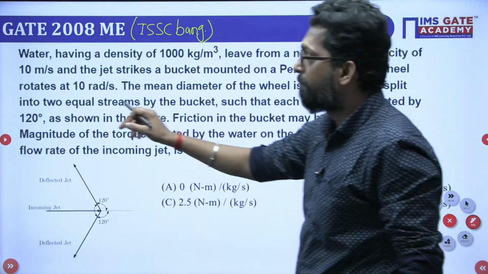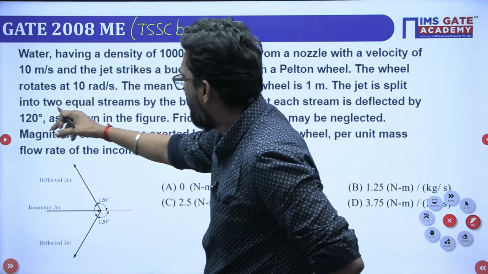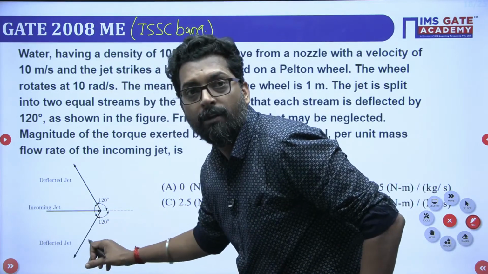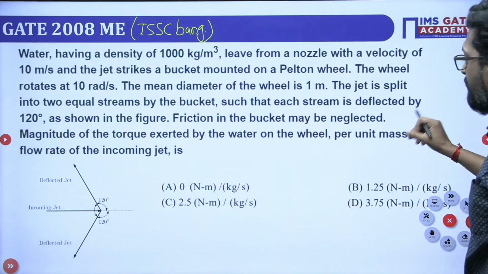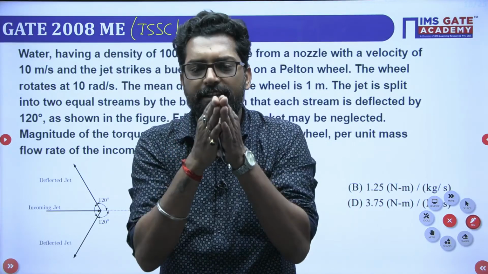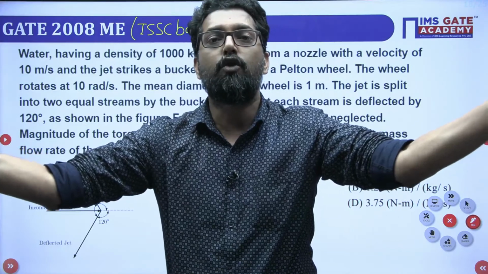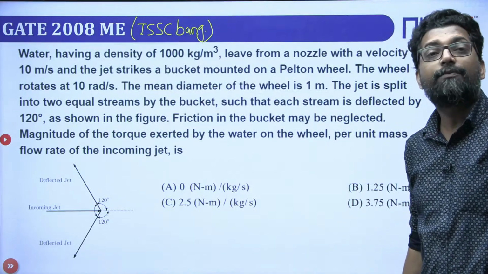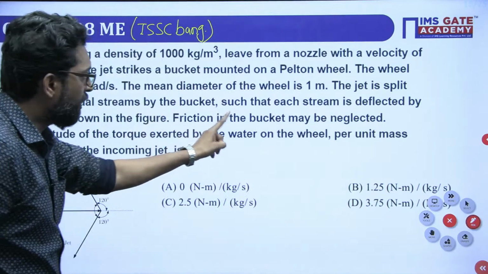The jet is split from the splitter into two equal streams by the bucket, such that each stream is deflected by 120 degrees. That means the jet is in-swing, striking at the splitter, and from the splitter the jet will split into two parts, and the deflection is the same, 120 degrees. In the previous question the deflection was 165. Here it is 120, as shown in the figure.